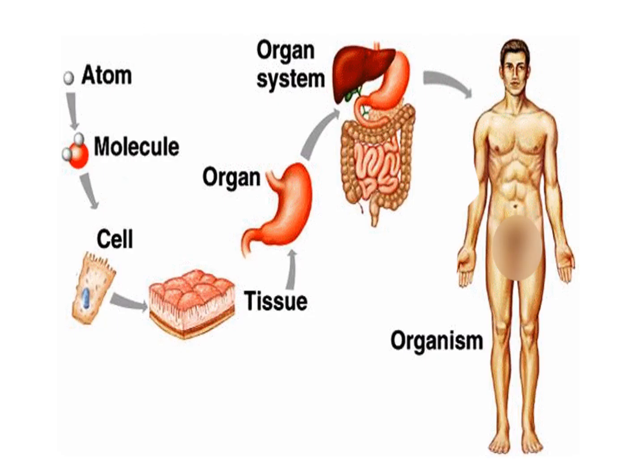This diagram might be familiar from S2. It illustrates the progression of cells joining together to form tissues. These tissues then work together to form an organ, and finally, multiple organs can work together, becoming an organ system.